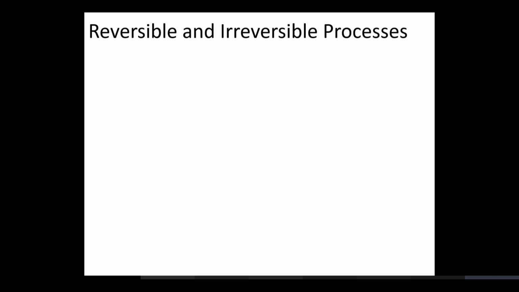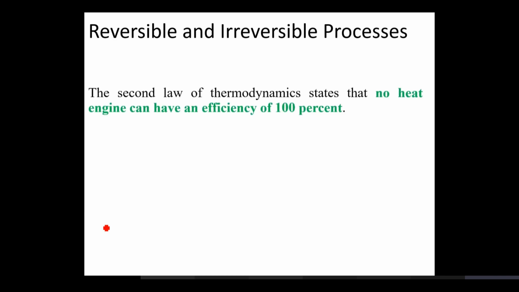But coming to the point, we will be moving on towards reversible and irreversible processes. But in order to understand the need of having reversible and irreversible processes, we need to understand why we need them in the first place. The second law of thermodynamics, so far what we have seen, states that no heat engine can have an efficiency of 100%. This basically means that whatever heat you are getting from a source, you cannot convert 100% of it into work.